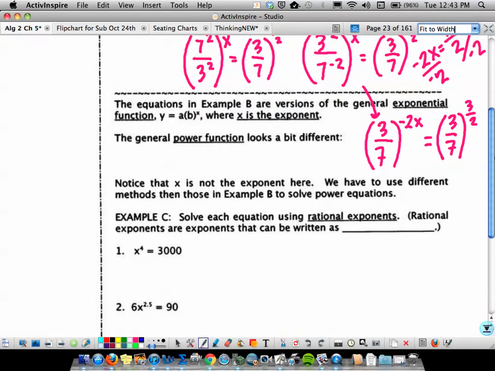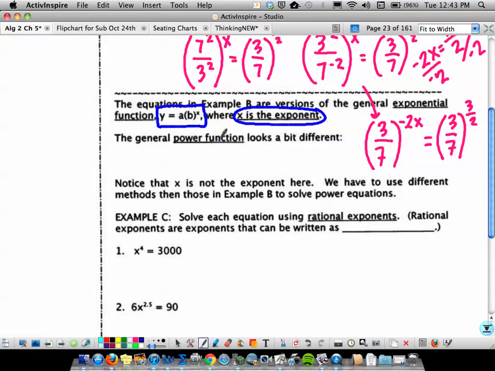If we take a look here, the equations we worked on in example B are versions of the general exponential function, which we looked at in 5.1. It looks like y equals a times b to the x. And notice that x is the exponent in this equation. So that's our form, and x is up in the exponent.